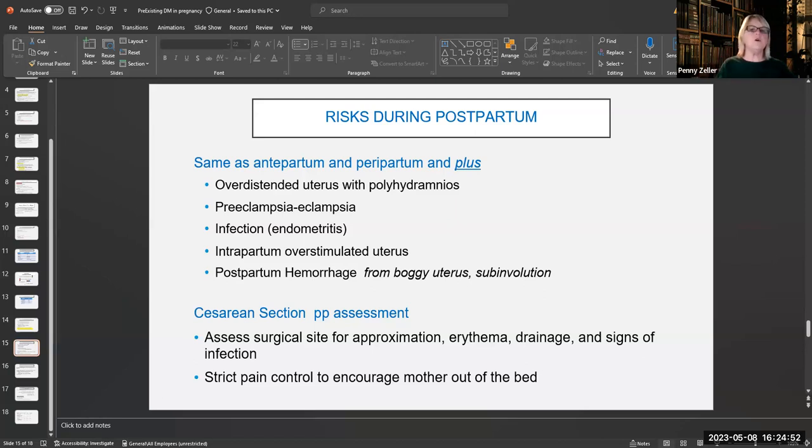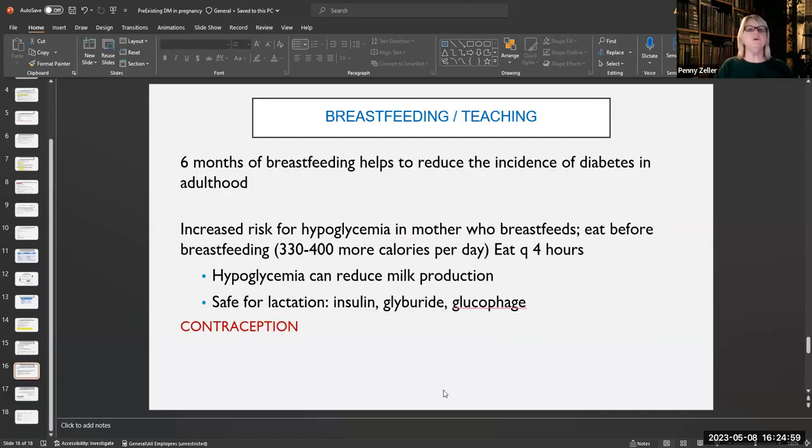So this is just going over some postpartum risk associated with hyperglycemia. Breastfeeding absolutely reduces the incidence of diabetes. So if a mother with gestational diabetes breastfeeds her baby for at least 6 months, it actually helps reduce the incidence of diabetes for that baby in adulthood. Okay. But there's also increased risk for hypoglycemia in a mother who breastfeeds. So she needs to eat before she actually breastfeeds, okay? At least every 4 hours, she needs to be eating something, because hypoglycemia can actually reduce milk production.